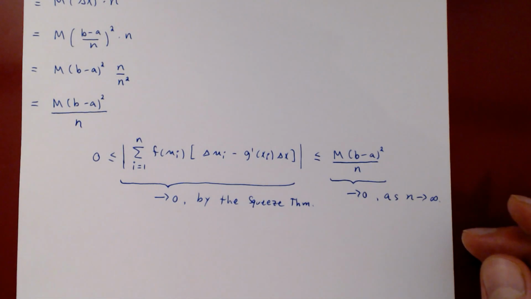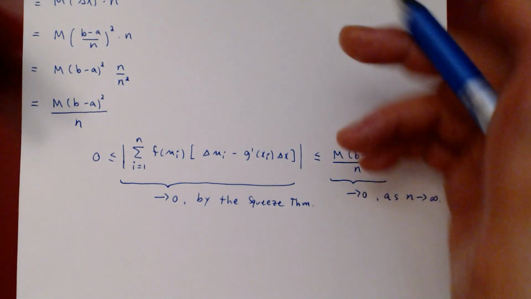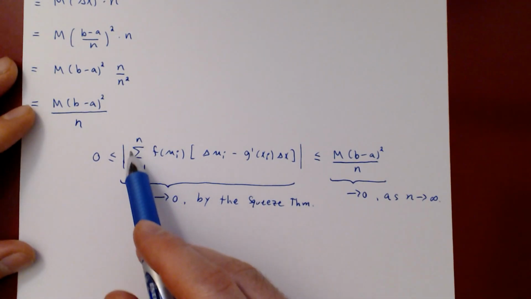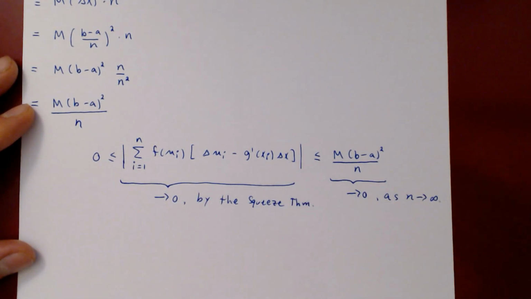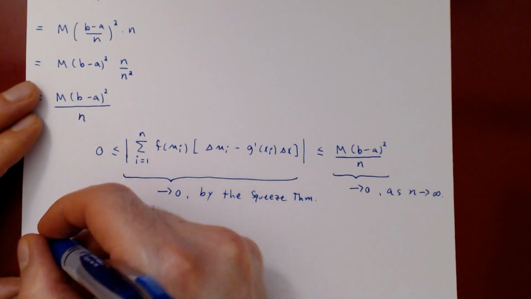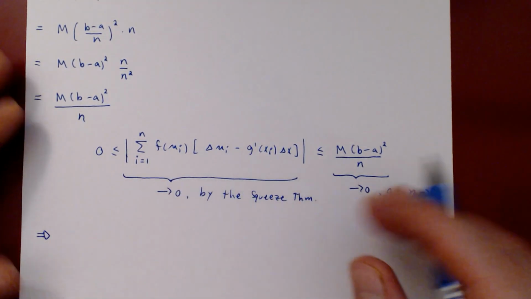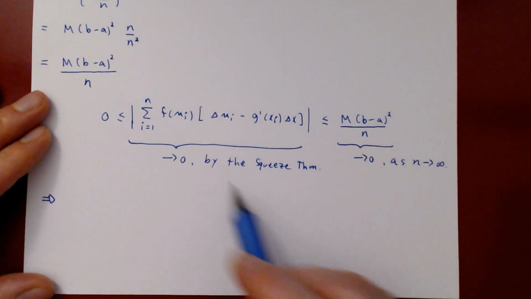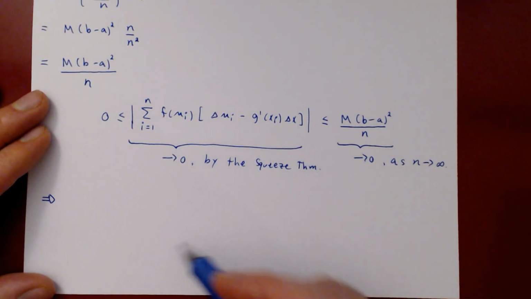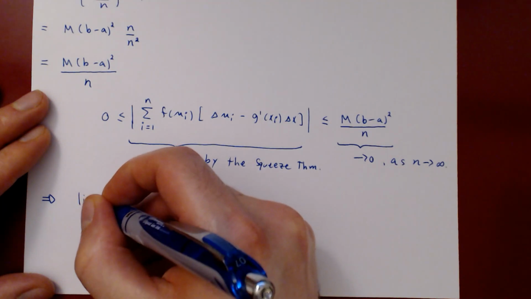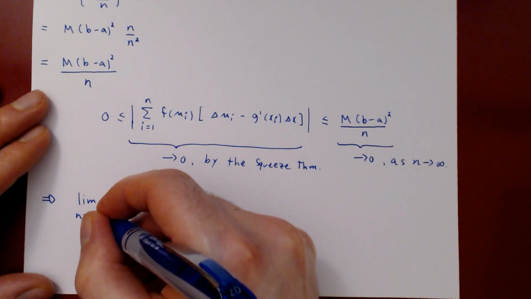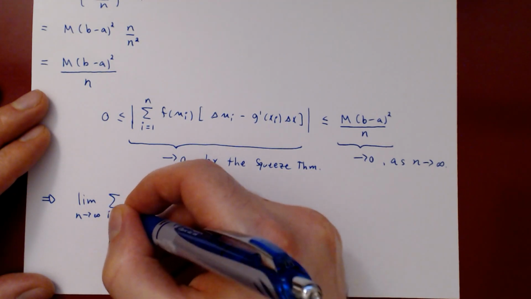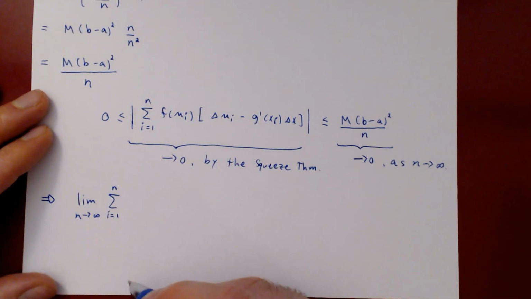So this proves that if something in absolute value goes to 0, of course, it means that the expression itself must be approaching 0. So this implies that the limit of our initial expression without the absolute value is equal to 0.